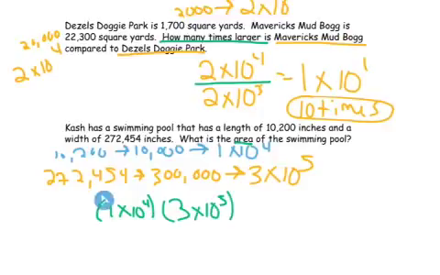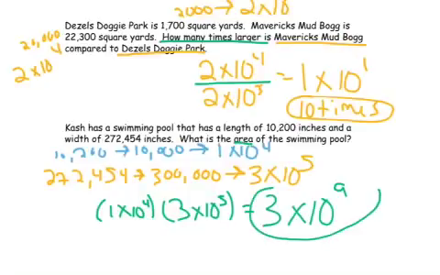Remember our rules. We can multiply our values out in front. 1 times 3 is 3 times 10. And remember, when we're multiplying, we really add our exponents. 4 plus 5 would give you 9. So 3 times 10 to the 9th power is my answer.